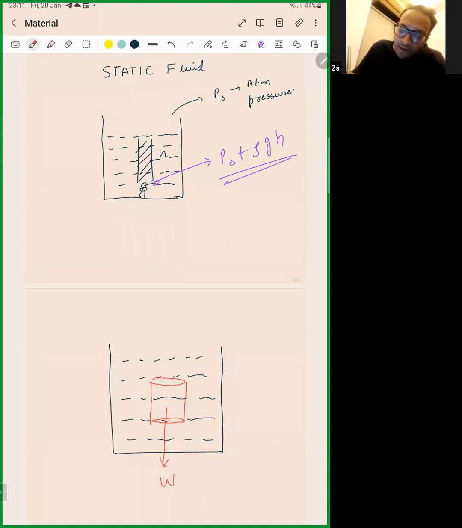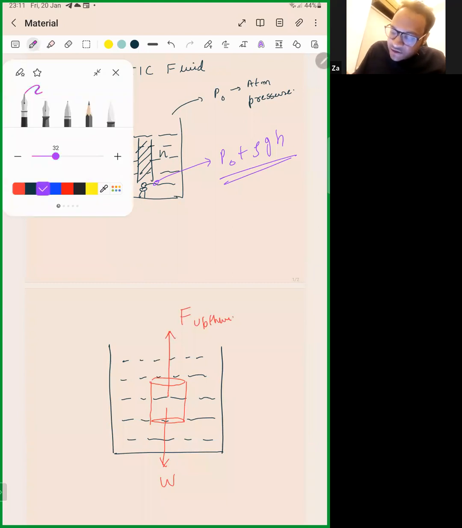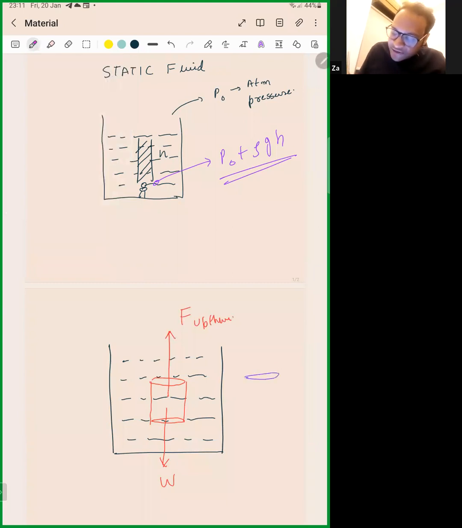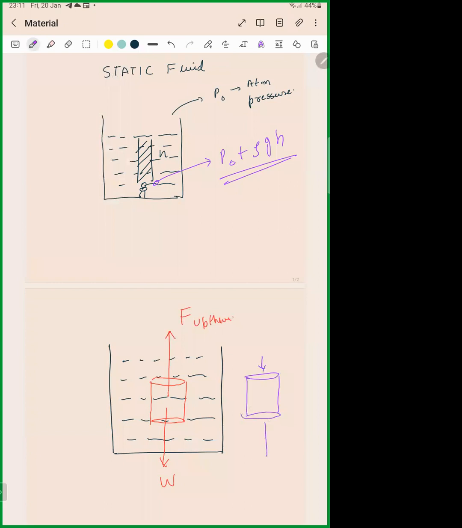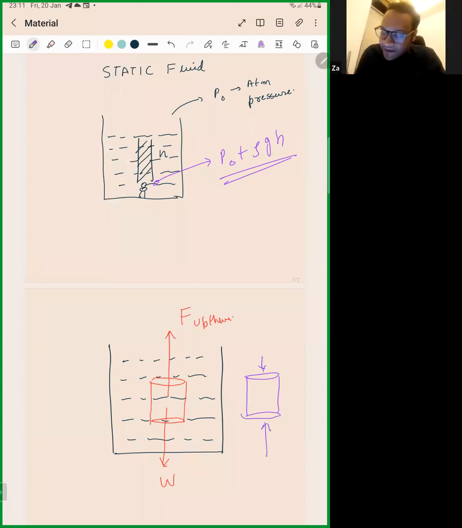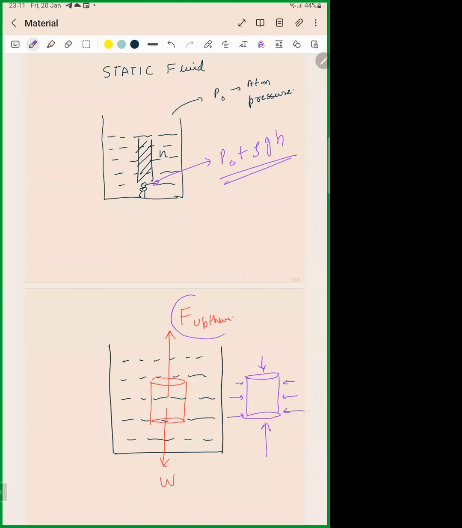I know very well that the surrounding liquid is putting force everywhere. But this force is smaller, this force is larger. So the net force is coming as the upthrust force. And the sideways forces were also there, but they were getting cancelled out. So the net force out of these purple forces you are getting as the upward force, balancing the weight.